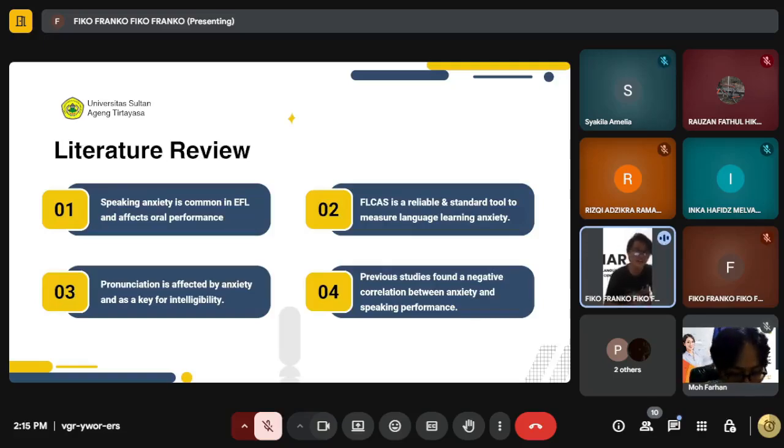FLCAS was developed by Horwitz in the 80s, but it's a universal measurement for the anxiety levels of students. And next, we have that pronunciation is affected by anxiety and is a key for intelligibility. And next, previous studies found a negative correlation between anxiety and speaking performance. So before our study, there were some previous studies that already did this, and they found a negative correlation between anxiety and speaking performance.